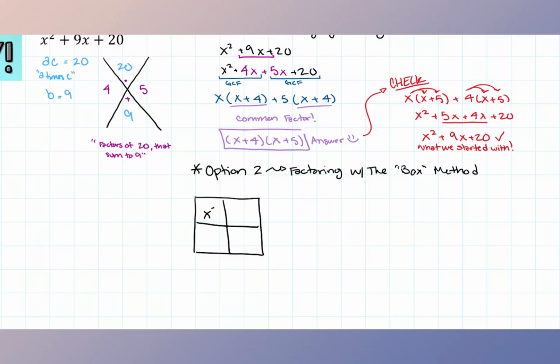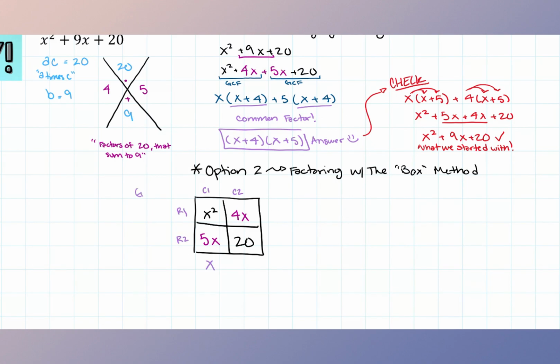We're going to label the top left box with x squared and the bottom right box with our 20, our c value. And then our other 2 boxes, and it doesn't matter which one goes where, but we're going to take that 4 and 5, the factors we found, and place them in either box with a variable.